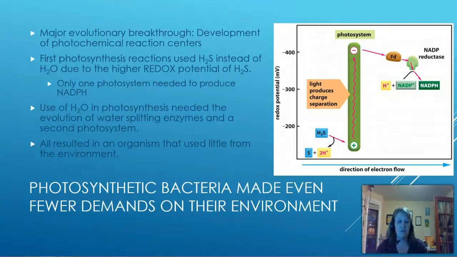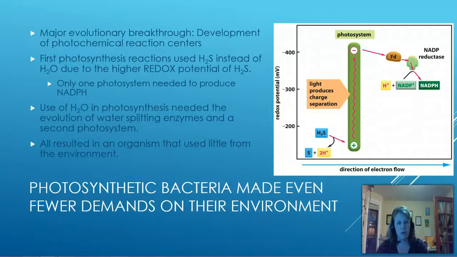Now, the first photosynthetic reactions used H2S instead of H2O, and that's because H2S has a higher redox potential. What this allowed for was for only one photosystem instead of the two photosystems we talked about in topic 2 to be utilized, because all we needed to do then was generate the NADPH. And so it's really important that we recognize just how important the development of these photosystems was, because it allowed everything to be on their own and allowed for this development.